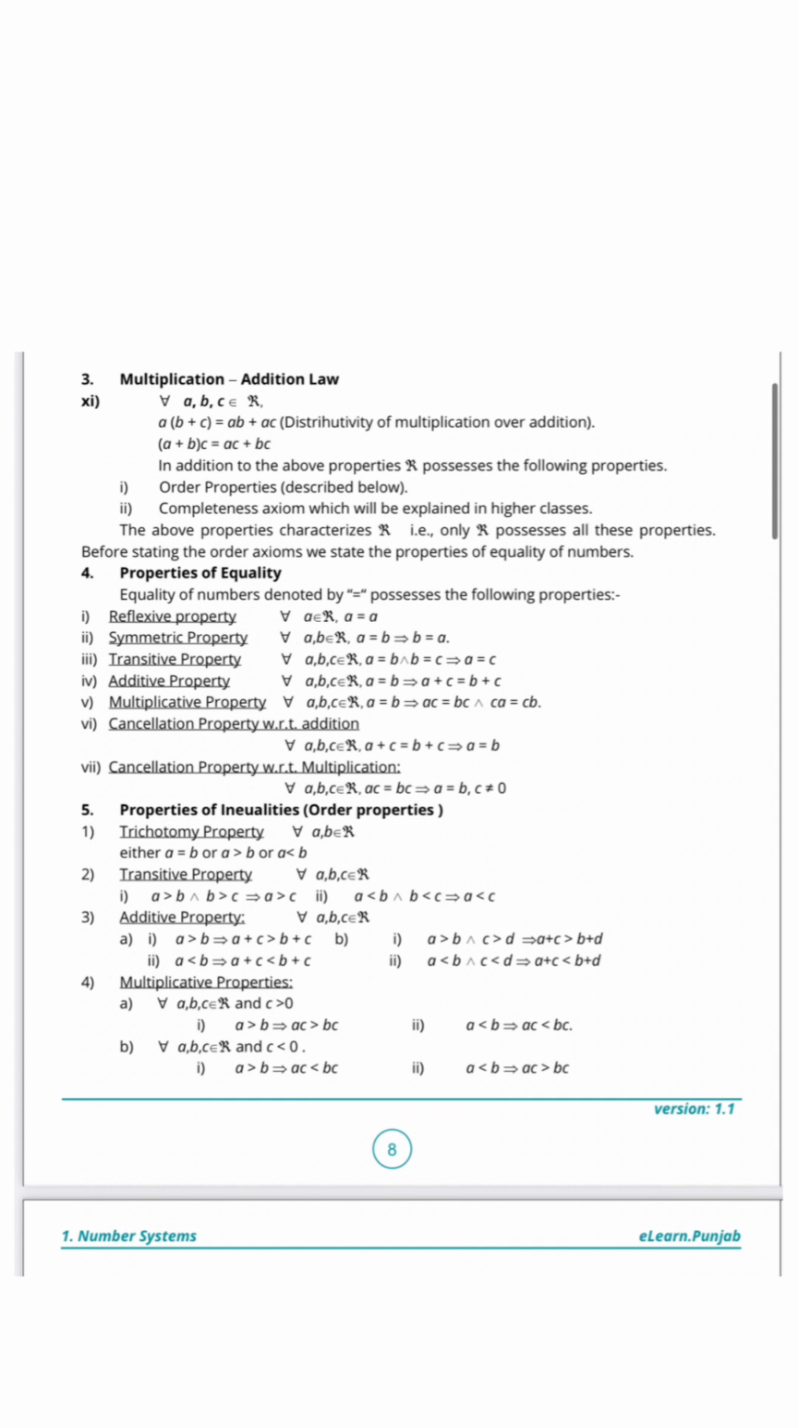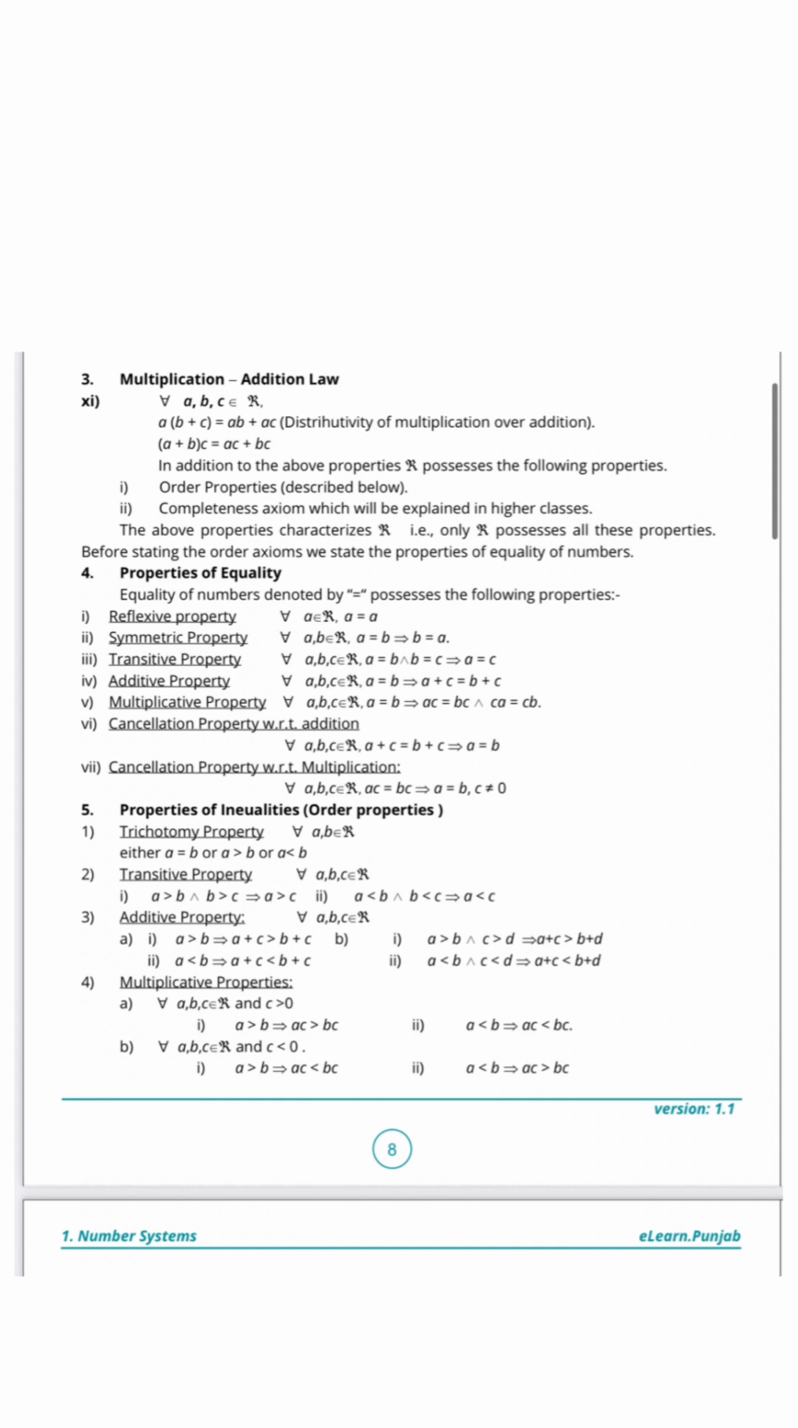Then the additive property: for all a, b, c belonging to capital R, a is greater than b implies that a plus c is greater than b plus c. That is, you just have to add a certain number on both sides. Then it will not change the symbol. Then a is less than b implies that a plus c is less than b plus c.